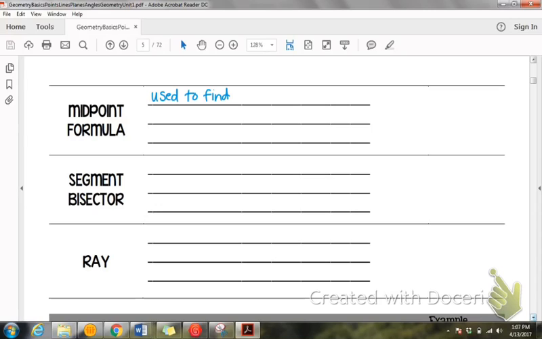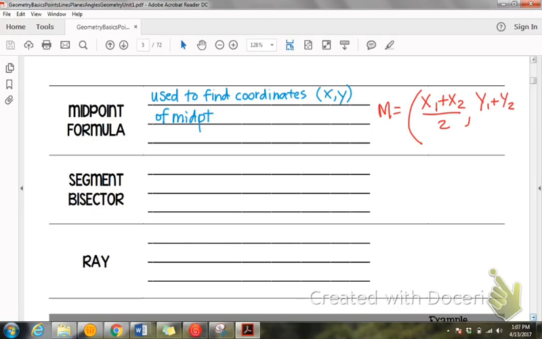Next page, do you have it? No. Okay. Used to find the coordinates. Let's put that in there because sometimes we forget that it's an XY pair. Used to find the coordinates, and we're going to put x comma y. So we remember it's in the middle of something. So it's an x and y pair. Used to find coordinates of the midpoint. And then we have our formula. Remember, we add our x's together and divide by 2, and then we add our y's together and divide by 2. And we finish with an xy point.